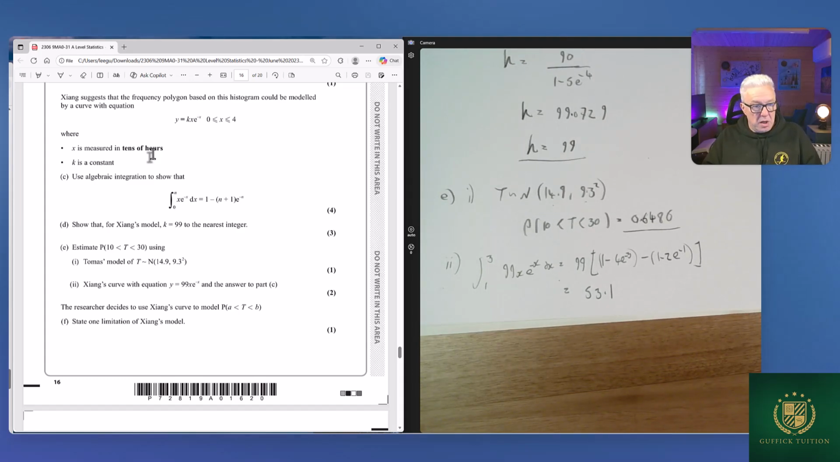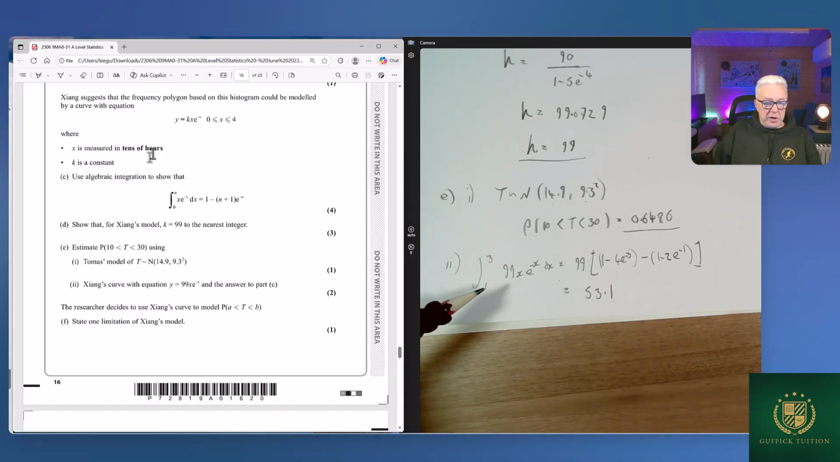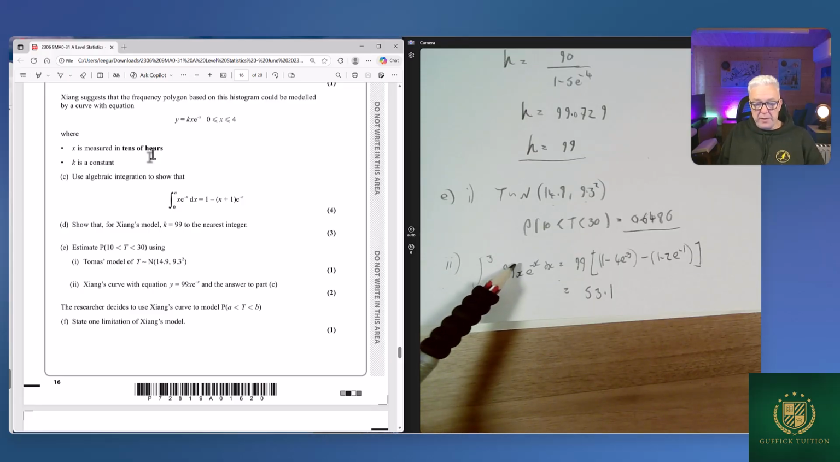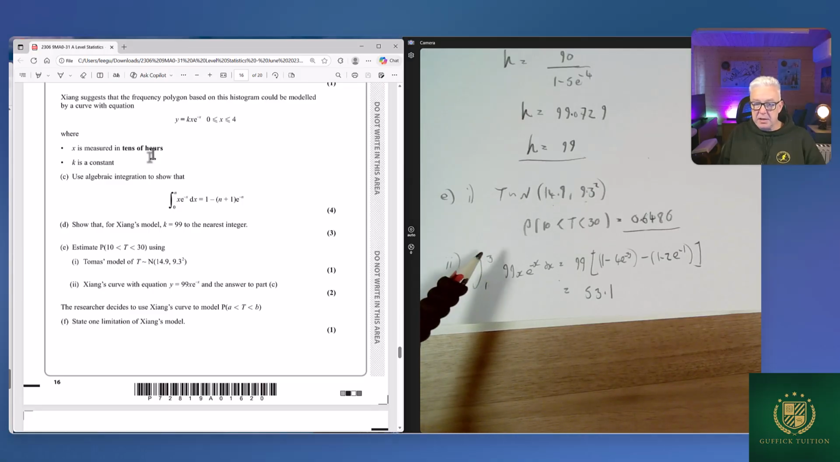Okay, what's the next bit? Part 2. Qian's curve with the equation y is equal to 99x e⁻ˣ, find the probability using the answer to part C. So basically, this is using the normal distribution for this first part, but now we've got to use our integration formula that Qian's come up with. So we're trying to find the probability between 10 and 30, but remember x is in tens, so we want to integrate between 1 and 3. That's the same as 10 and 30.